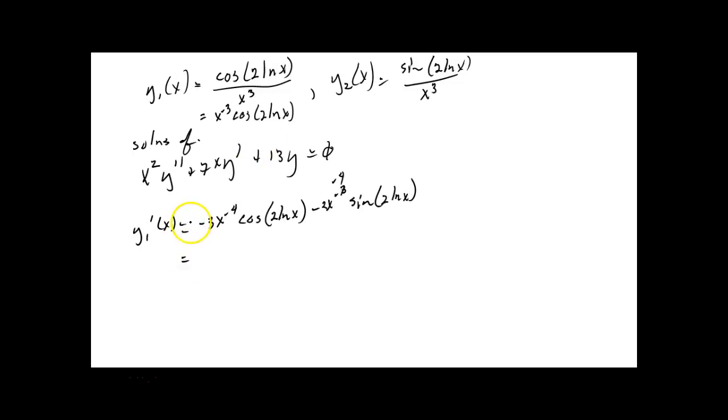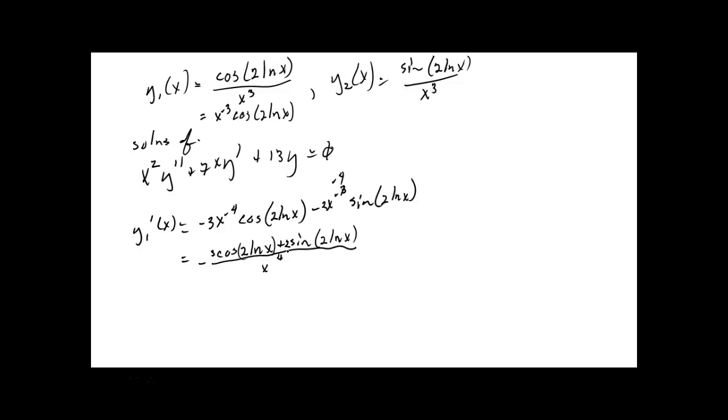Okay? It looks to me like that turns out being a minus, 3 cosine 2 log x plus 2 sine 2 log x, over x to the 4th, okay? Now, I didn't have to go back and write it that way, but that's how I chose to.